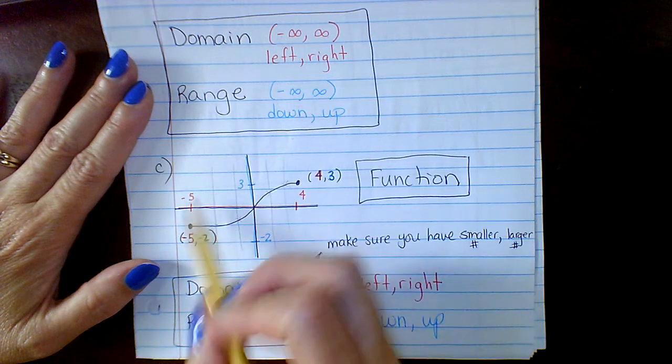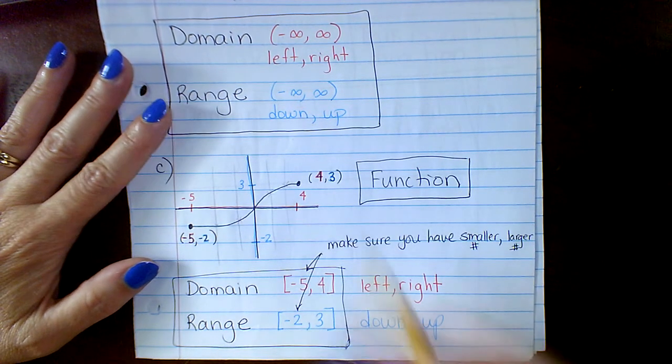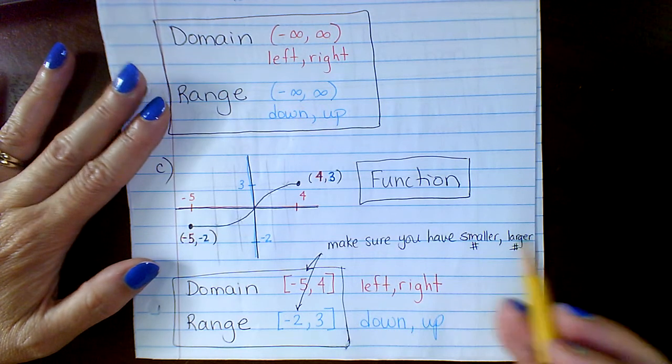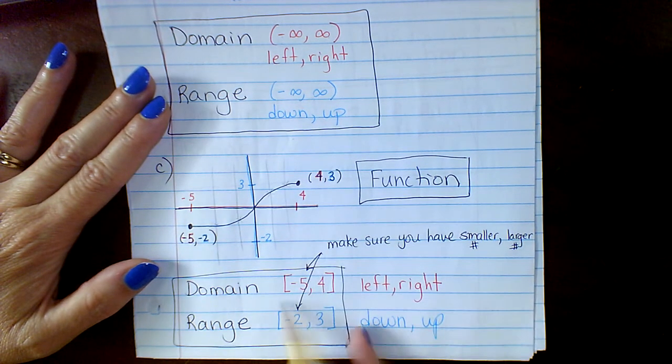So pay close attention to how I color-coded all of this. It is not accidental, right? It's not just to spruce up my notes or anything. It's very, very intentional that these red things all have to do with domain. The blue all have to do with range. So that's all connected.